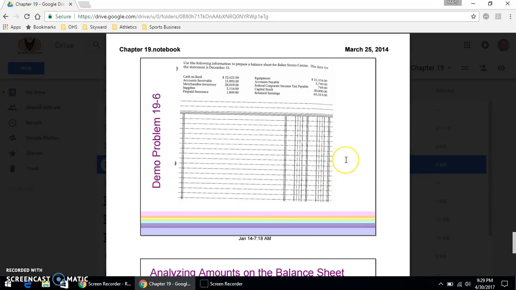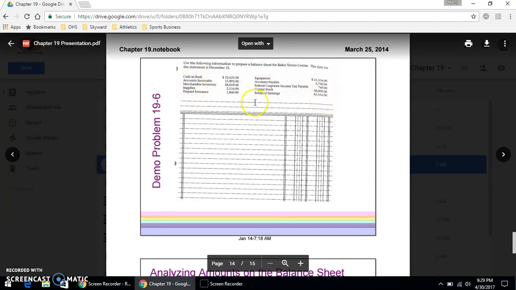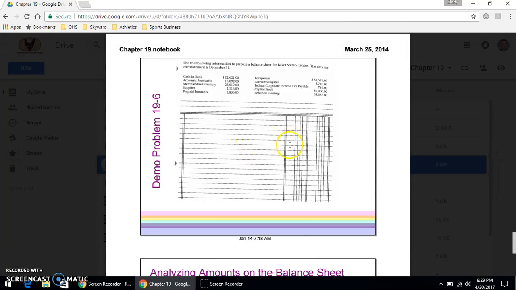Now, in demo problem 19.6, we will be putting together a balance sheet. All of the account balances are given to us here. We are just going to have to list them and label the balance sheet accordingly, and then double check the math to make sure that the accounting equation is equal. So making sure and determining that the assets equal the liabilities plus the stockholders' equity. So go ahead and try this one on your own. Otherwise, next time we meet in class, we'll be working on it together.